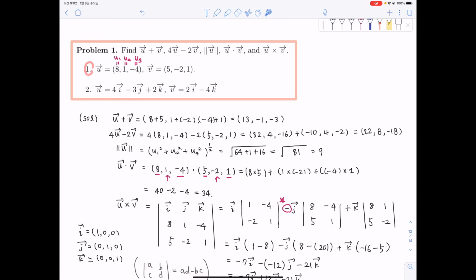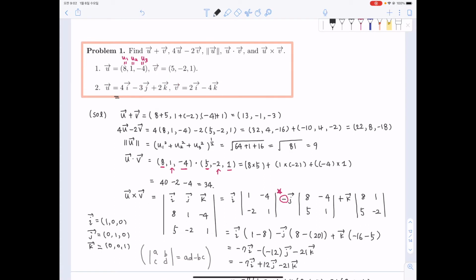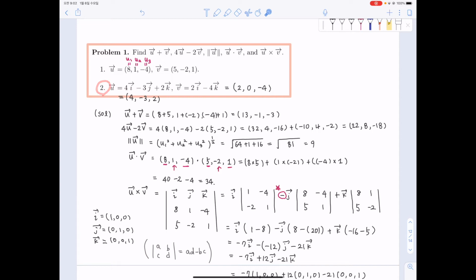And here problem 2, as we saw before, we can say that this form, 4i minus 3j plus 2k, is just 4, minus 3, 2. And this form is 2. And here there is no j term, so here is 0. And here is minus 4. Okay, so you can practice this problem by the same method as this problem. Okay, so I will skip number 2. We can practice it.